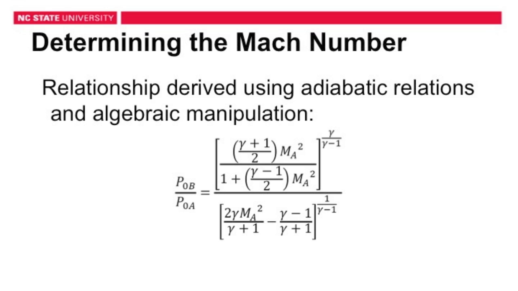Using adiabatic flow relationships, substitution, and equation rearranging, we can relate the total pressure on either side of the shock wave to the Mach number of the incoming airflow. This formula was used with pitot tube measurements to determine the Mach number of the airflow for each block setting.